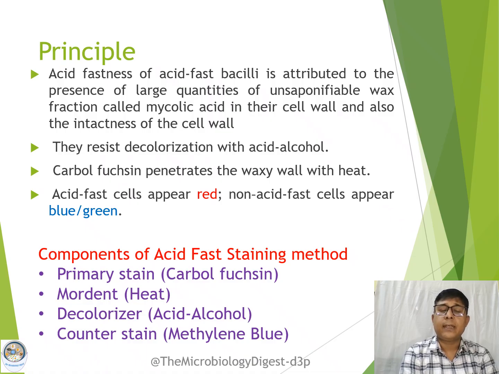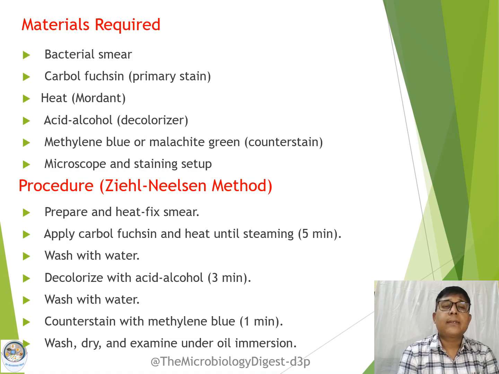Like the gram staining technique, this staining method also has four different components. First is the primary stain, which is carbolfuchsin here. The second is the mordant, which is heat applied here. The third component is the decolorizer, which is acid alcohol. The fourth component is the counter stain, which is methylene blue here. Now, the materials required to perform this technique are almost the same. These staining methods are available commercially as a kit nowadays, so an acid fast staining kit is required.